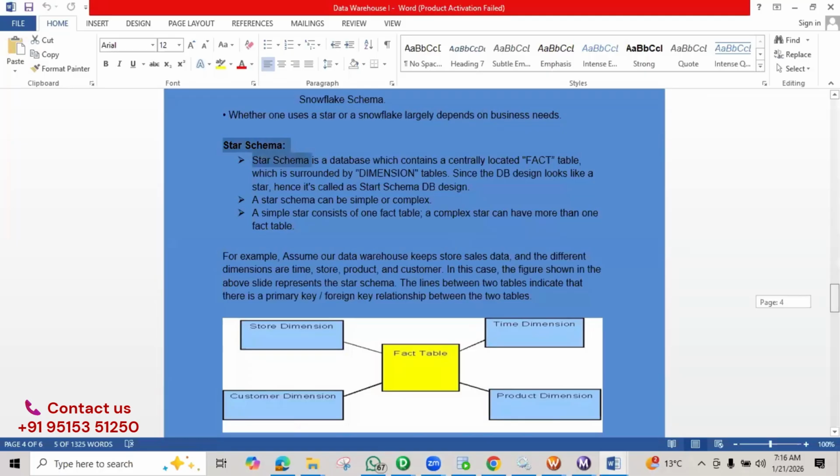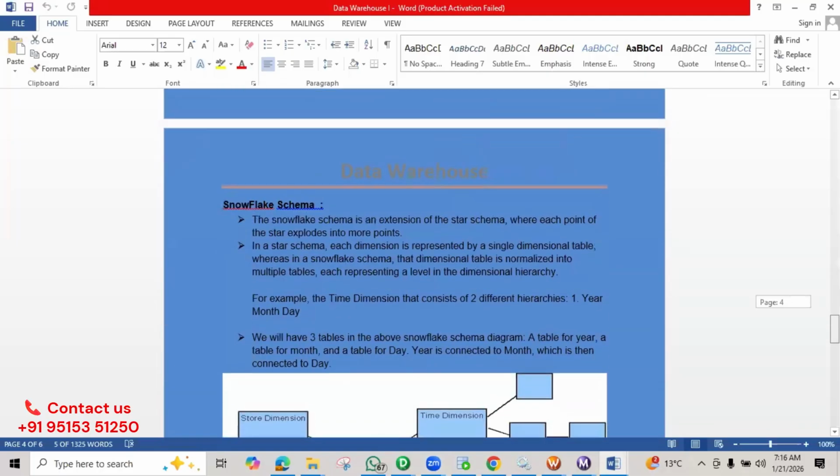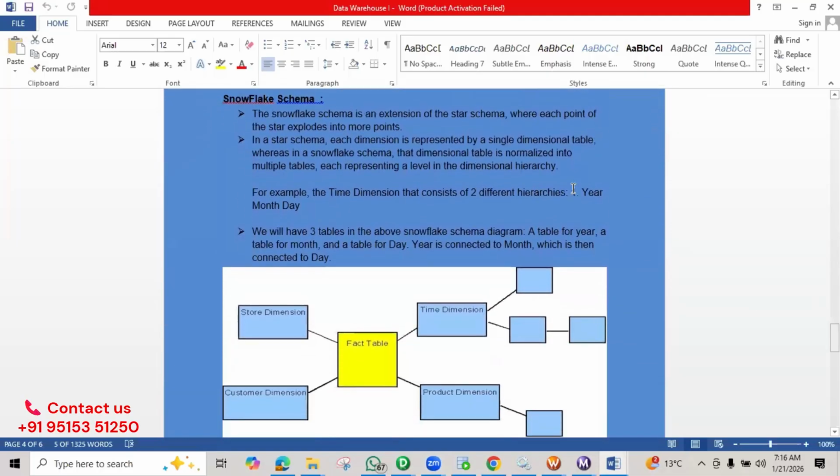The next one is snowflake schema. So what is a snowflake schema? In the same manner, everyone just observe the image below. Here, half of the image from the left side looks like a star schema only. Correct?